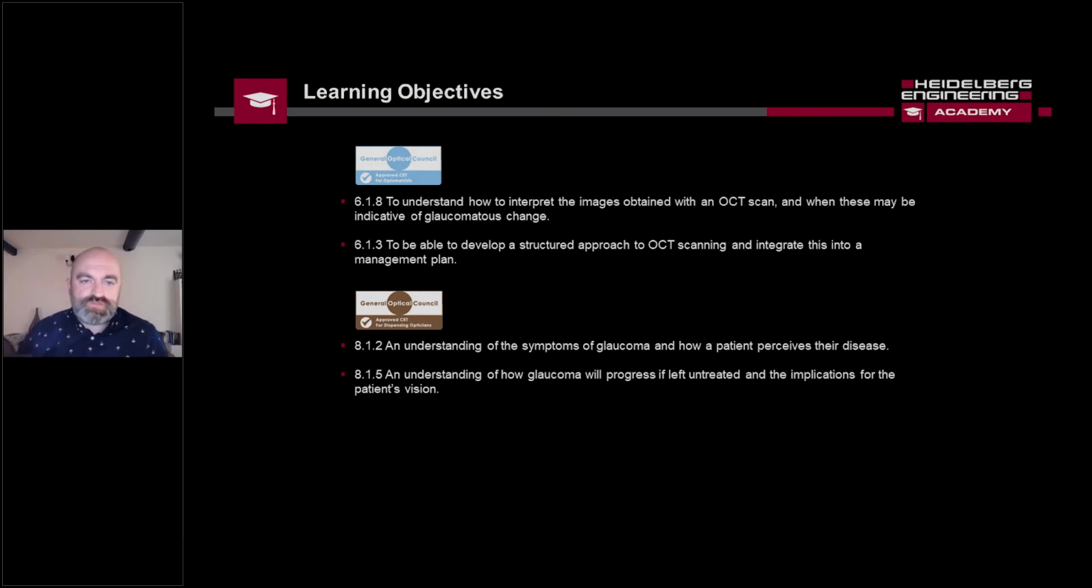of the glaucoma toolkit. And for dispensing optometrists, we're hopefully going to cover an understanding of the symptoms of glaucoma and how a patient perceives their disease, understanding of glaucoma, how it will progress if left untreated, and the implications for the patient's vision. That's more going to be discussed in Mark's part of this evening's session. I'm going to introduce you to the toolkit and the OCT scan parameters, and Mark will then take over for the second half. He's going to go through some of his patients and how he also deploys the toolkit.